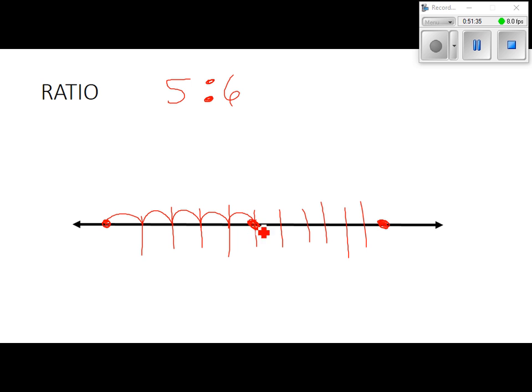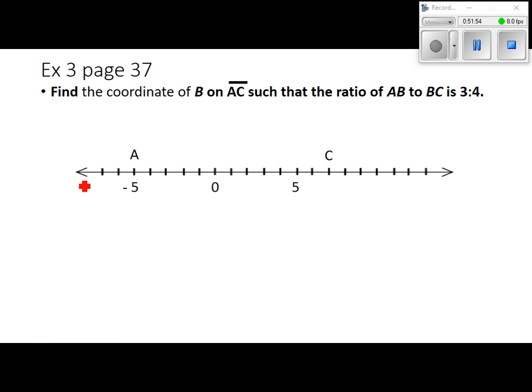That's the point we want to be in. We want 5 parts on this side, 6 parts on that side. And again, my marks are terrible because this side over here actually looks longer than this side, and it shouldn't. It should be the other way around. So that's what you're doing. You're splitting it up that way.